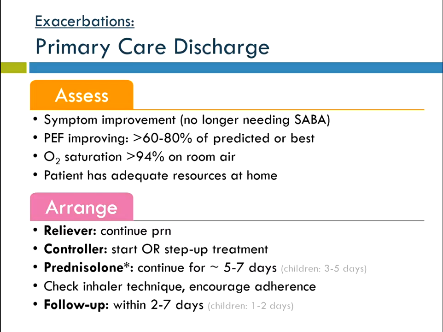Okay? Then we need to arrange to make sure that their reliever therapy is continued PRN, that their controller is either started, so maybe they just weren't on it or weren't taking it. So we either need to start that or we can step it up from whatever they came in on. Continue that prednisone for 5 to 7 days post-discharge. Check for their inhaler technique, make sure that they're adherent to the medications, and then follow up in 2 to 7 days. Okay, so that post-exacerbation, follow up within a week. Anything less than a week that isn't today would be appropriate.